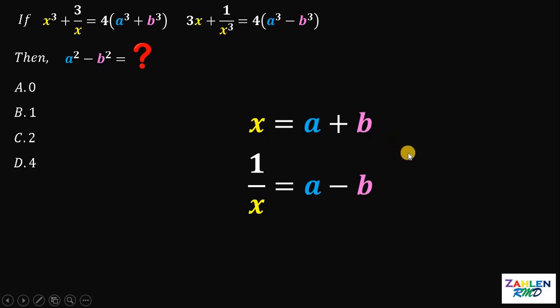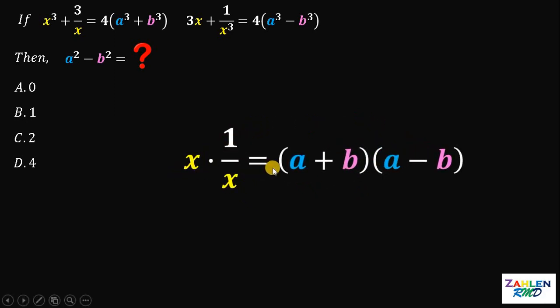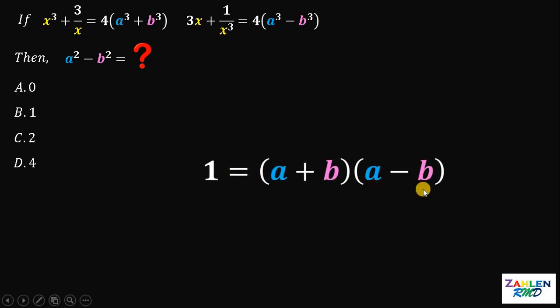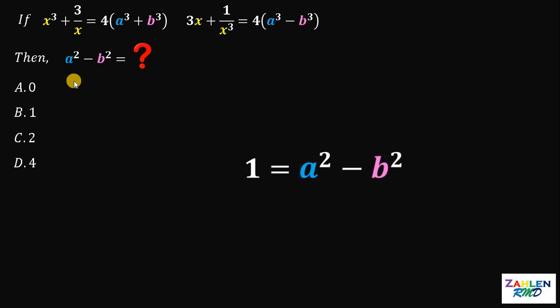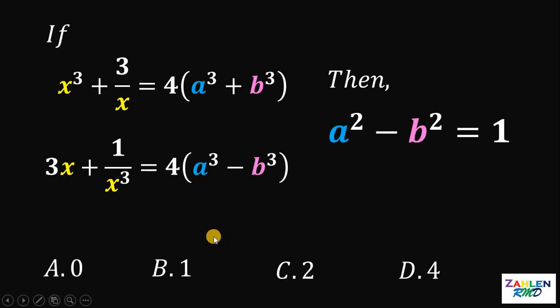And notice, if we multiply these two equations, we get that x times 1 over x equals a plus b times a minus b. And x times 1 over x is just 1. And a plus b times a minus b is just a squared minus b squared. Therefore, the value of a squared minus b squared is just 1. And our answer to this question is letter B. This is equal to 1. And as always, we are done.